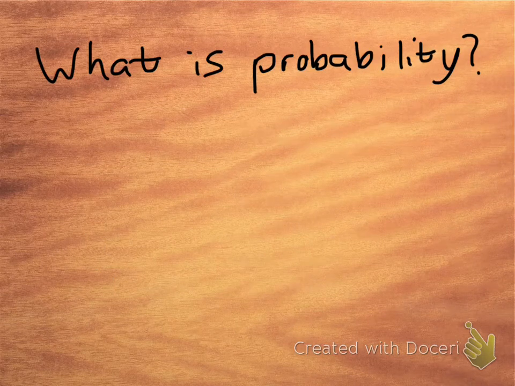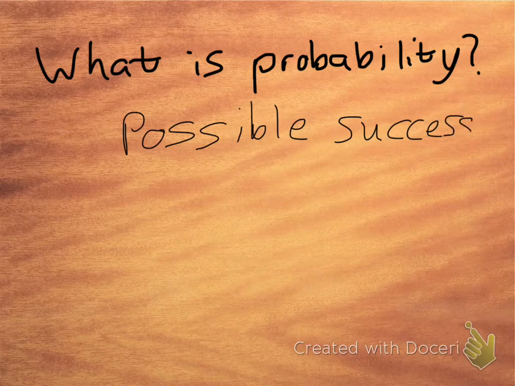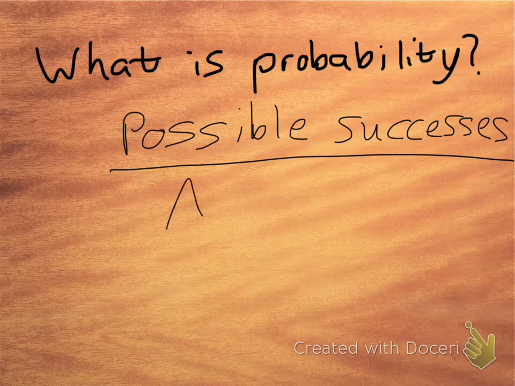Alright, so first of all, before we get into the geometry, we need to talk about what probability is. The concept is this: we want to look at probability as comparing your possibilities for success versus your total possibilities. So it's a ratio of the possible successes, meaning things that you're wanting to happen, over all possibilities.